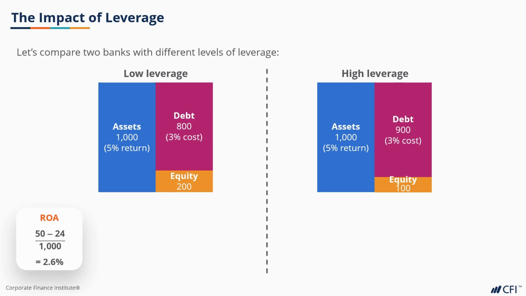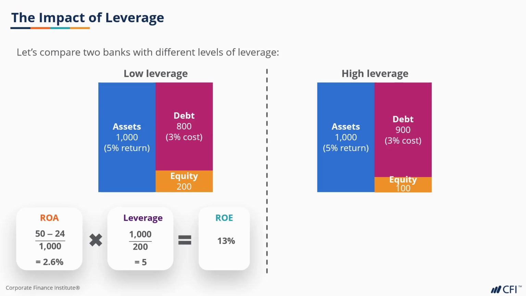The leverage ratio for this bank is 5, the total assets of 1,000 divided by the total equity of 200. Combining the rate and leverage ratio generates an ROE of 13%. Now let's look at the high leverage bank.